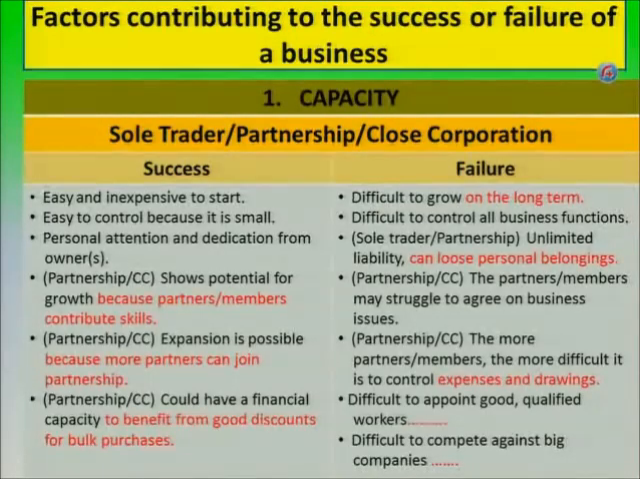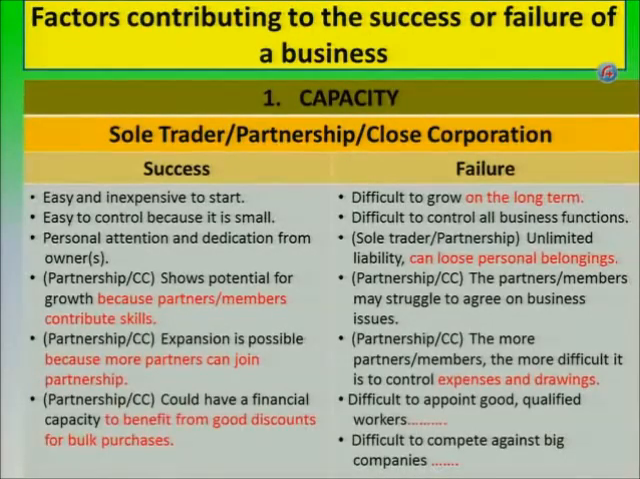In the case of a partnership and closed corporation, expansion is possible because more partners can join the partnership. And if more people join into the partnership, remember it's an agreement between 1 and 20 people, they bring more capital, and the capital can be used for expansion. And another success reason for capacity is that in the case of a partnership and a closed corporation, they could have a financial capacity to benefit from good discounts for bulk purchases. It is true, when you buy in bulk, the unit price is lower than when you buy in small quantities.